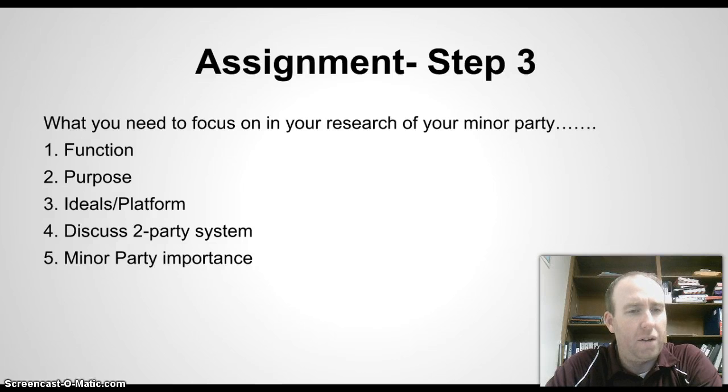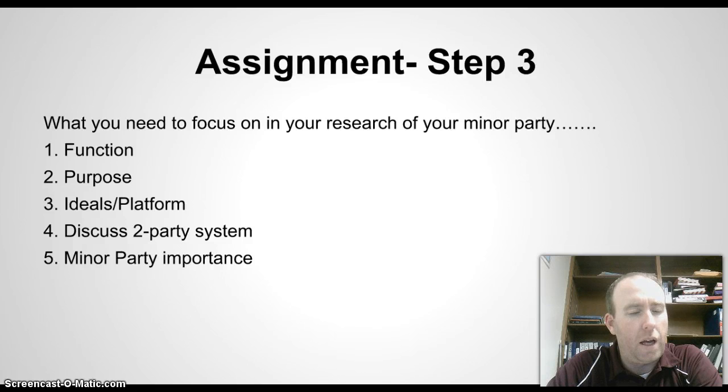Number 3, ideals and platforms. As a candidate, something that we've talked about before is choosing a platform on which you're running, choosing ideals that are essential to the livelihood of your political party and sticking with them. So what are the ideals and platform of your minor party?